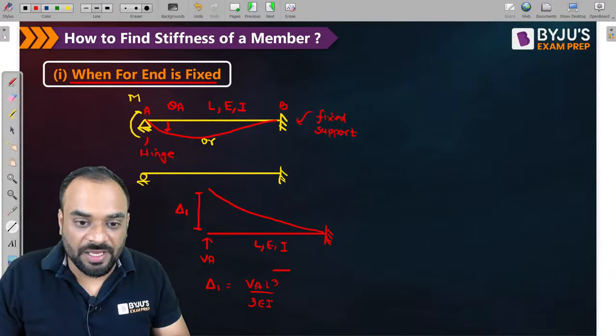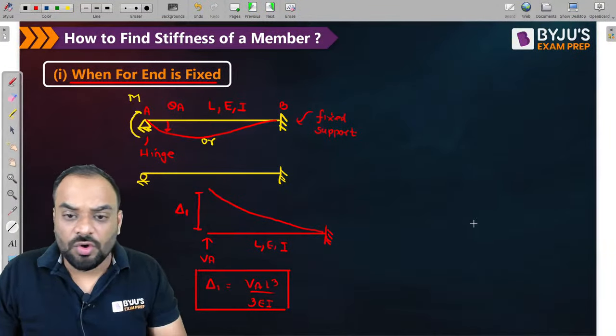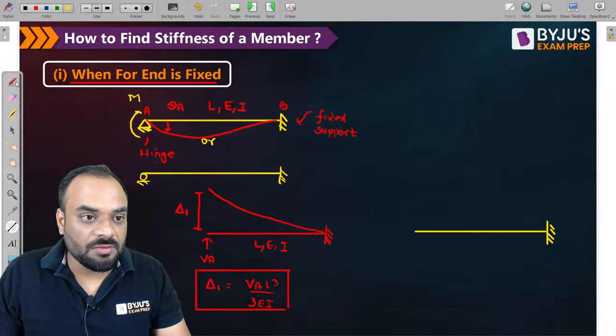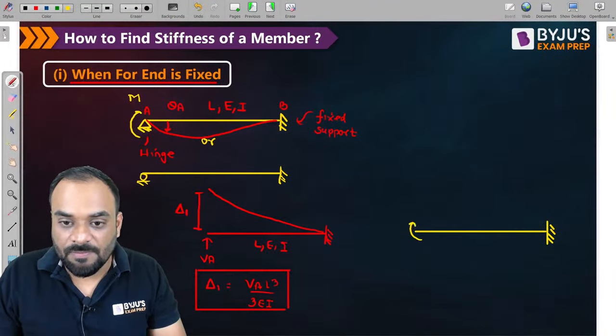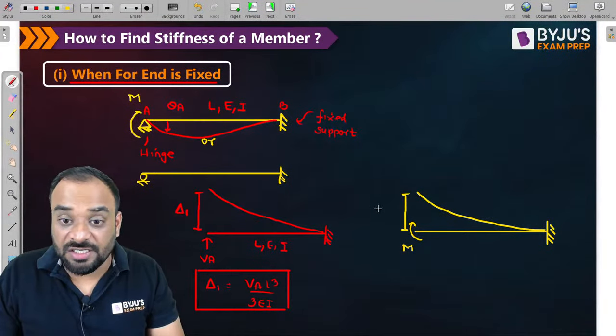VA L cube by 3EI. This is nothing but our delta 1 value. In the same way, guys, we need to find out what should be the displacement of support A when only a moment is applied, like this. So what will happen? Our structure will deviate like this and this value is nothing but our delta 2.